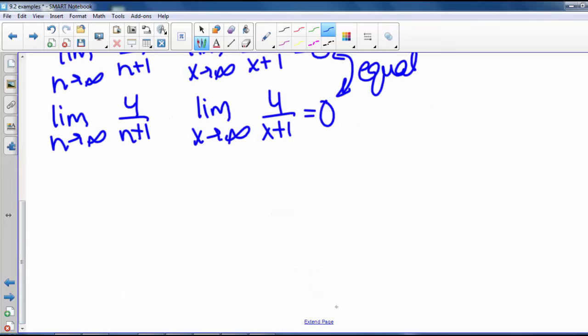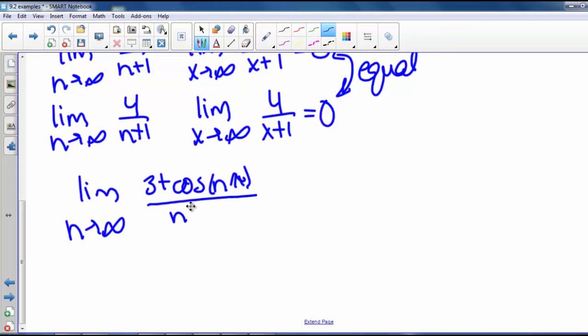we get the limit as n goes to infinity of 3 plus cosine of n times pi over n plus 1 equals 0. And that is by the squeeze theorem.